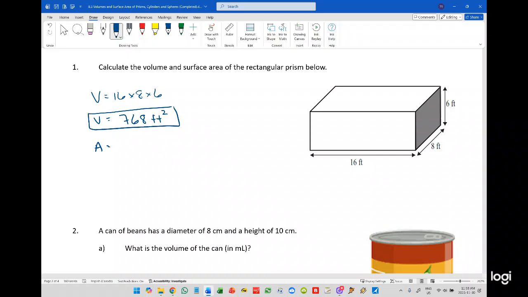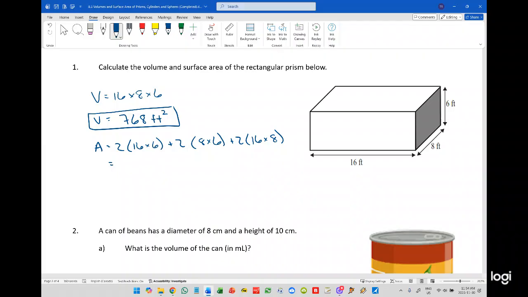Surface area is going to have the front and the back, which are the same. So there's going to be 2 of those, and each of those is going to be 16 by 6. That's the front and the back. And then there's the left and the right, which are both 8 by 6. And then there's the top and the bottom, which are both 16 by 8. And of course, it doesn't matter which order you do those in, as long as they're all there.